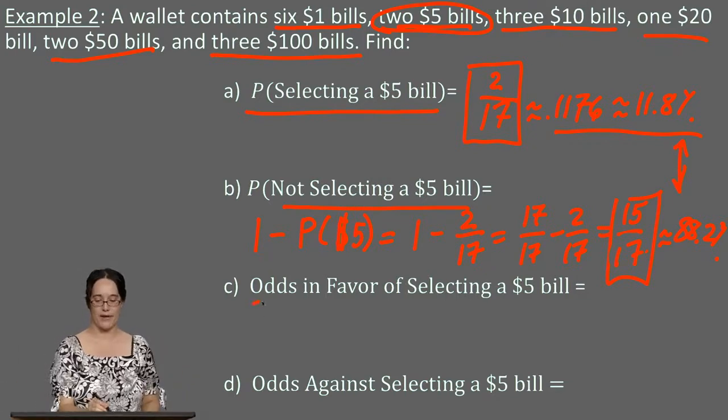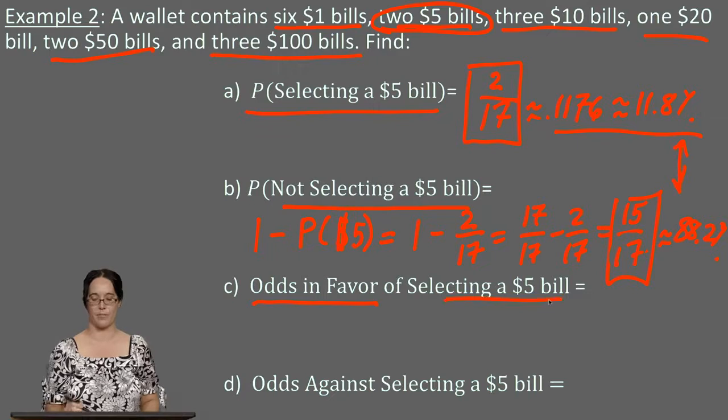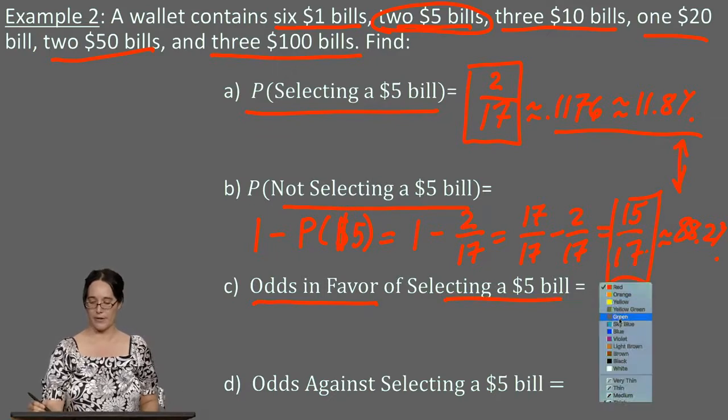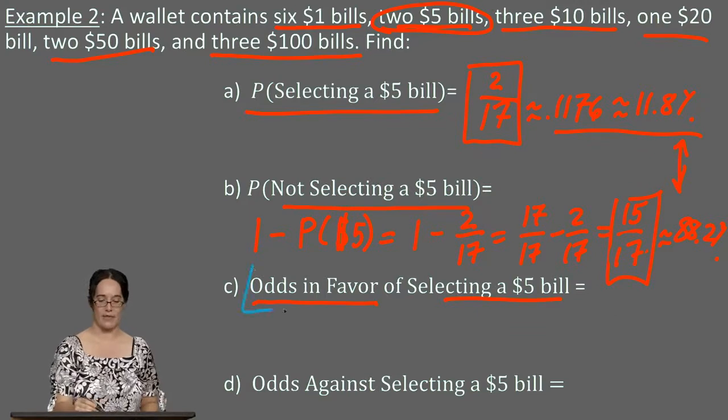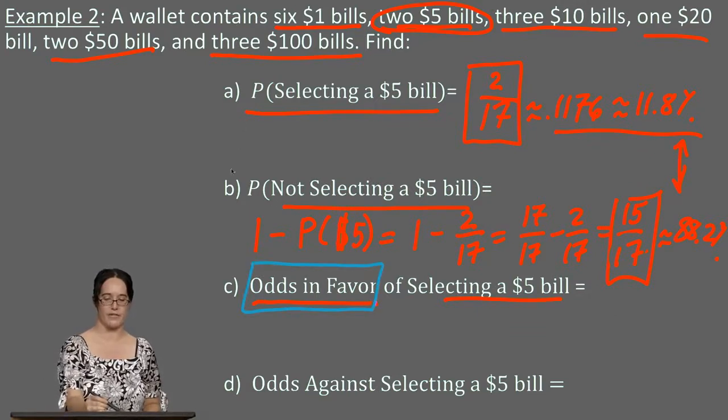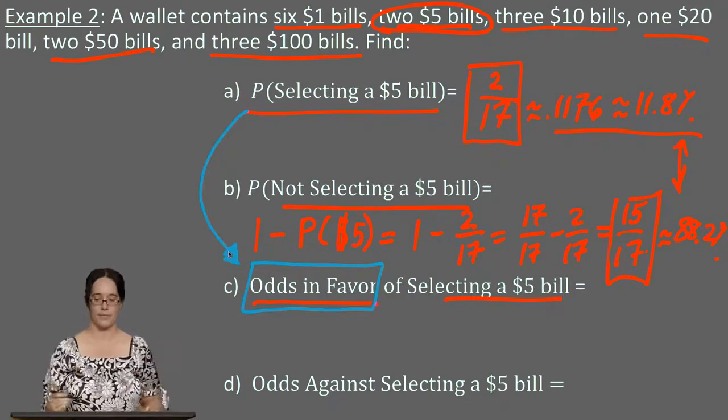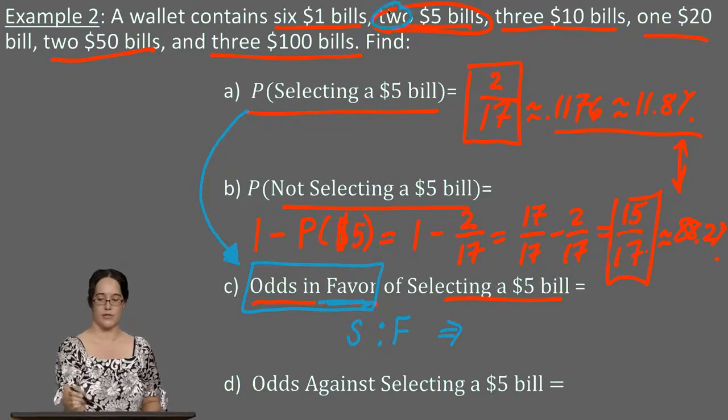Next up, we're asked to find the odds in favor of selecting a $5 bill. Now notice here the wording. It sounds like we've done this problem already, doesn't it? But in reality, the way that they like the answer is different. Before they asked for probability, and now they want odds in favor. So for odds in favor, remember that shortcut? It's going to be something to something, success to failure. So in this case, what would that look like? How many ways could I successfully choose a $5 bill? Just 2. And how many ways could I fail?